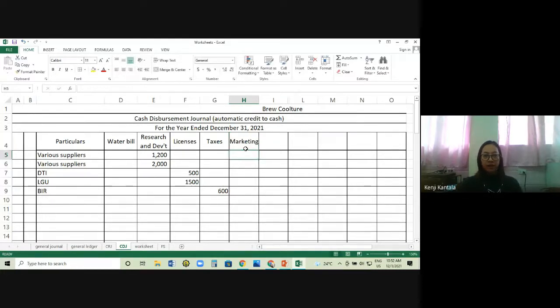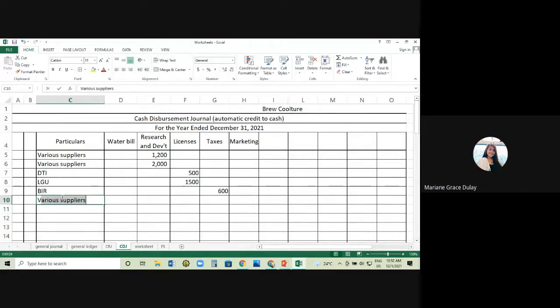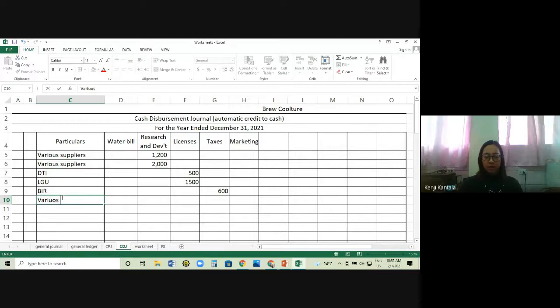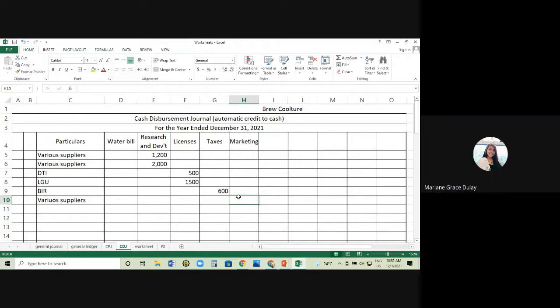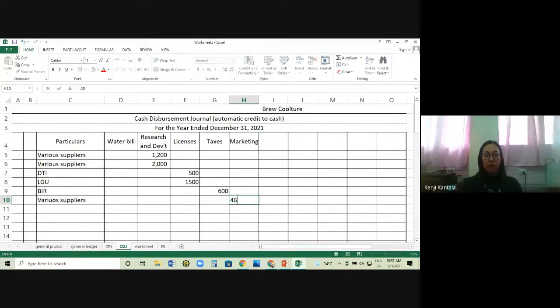Okay, so we have a header for marketing now. So, ilalagay natin dito. Kanino nyo binayaran yung t-shirt na yan? Ma'am, various suppliers po. Various suppliers yan. Okay, so how much did you spend for that marketing strat? Ma'am, 4,000 po for 4 persons. Okay, so that's at 4,000 pesos.